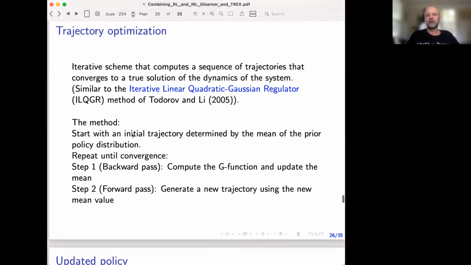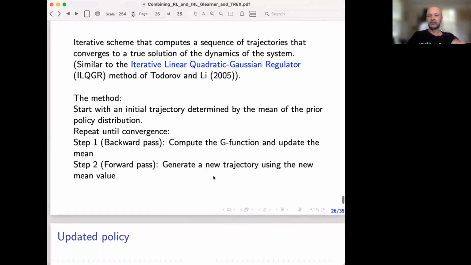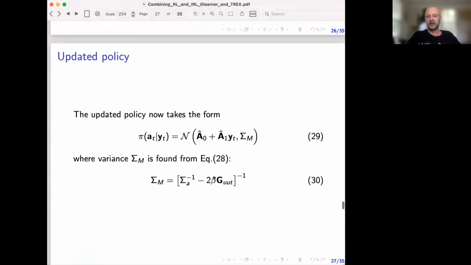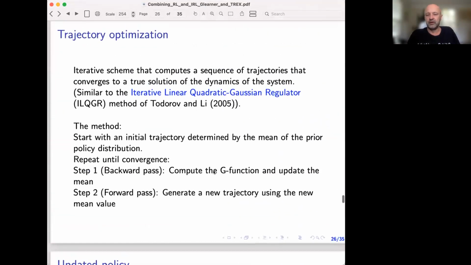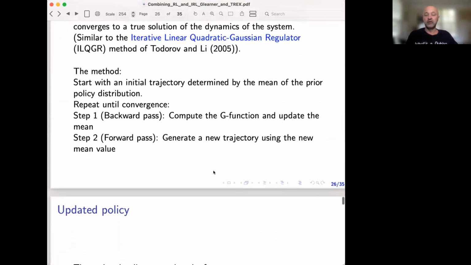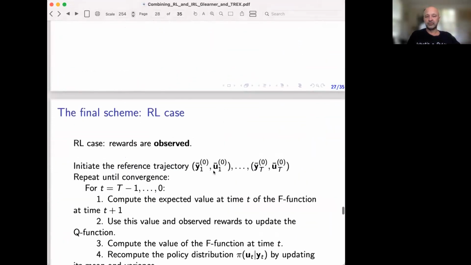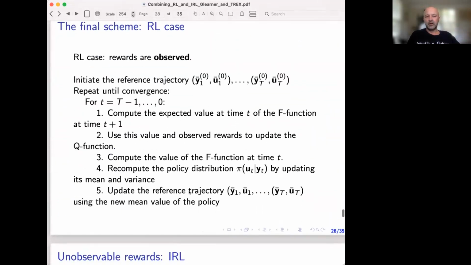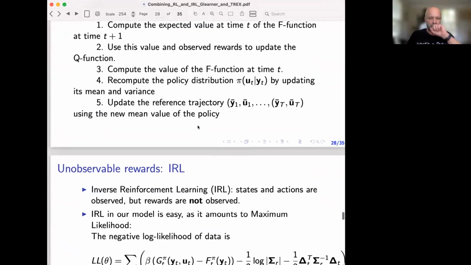So how the method works: we start with the initial trajectory, and then we compute the G function and the F function in terms of these incremental values, delta Y and delta U. Then we update the mean of the policy, and then we create a new trajectory, X bar, Y bar and U bar, and repeat the whole procedure until convergence. And this is summarized here.